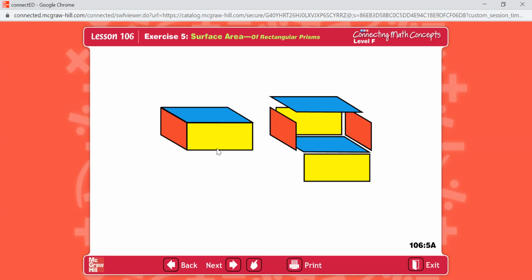Notice, you can't see it here, but this is the front, there's its back. Here's its side, here's its other side. Here's its top, here's the bottom. This is it separated. This and this are the same, this and this are the same, this and this are the same.